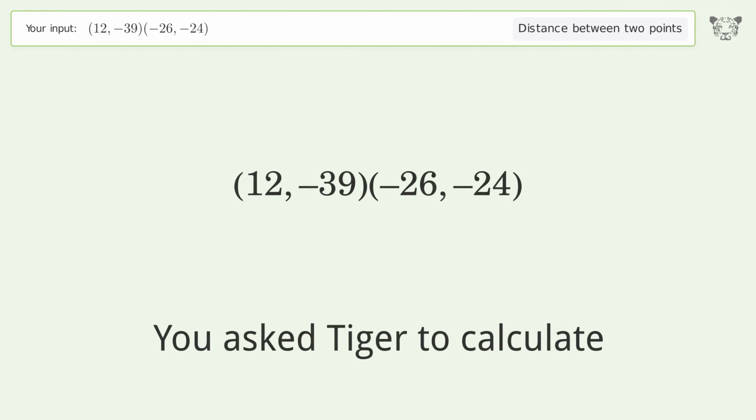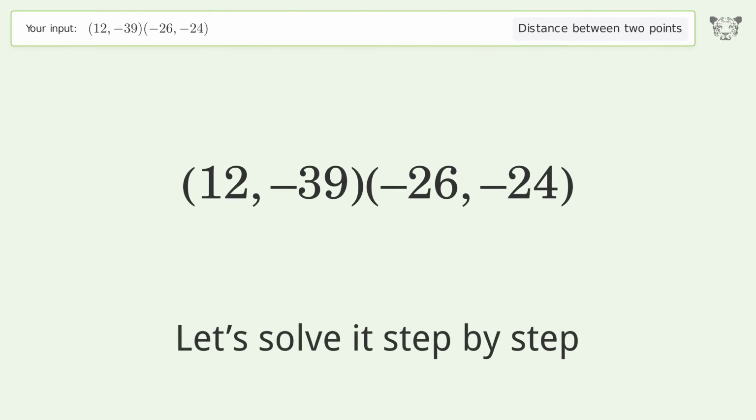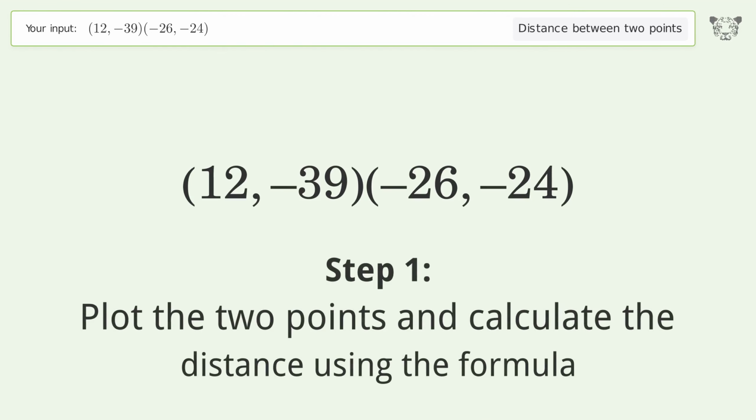You ask Tiger to calculate. This deals with the distance between 2 points. The distance between the 2 points is the square root of 1669, or 40.853. Let's solve it step by step. Plot the 2 points and calculate the distance using the formula.